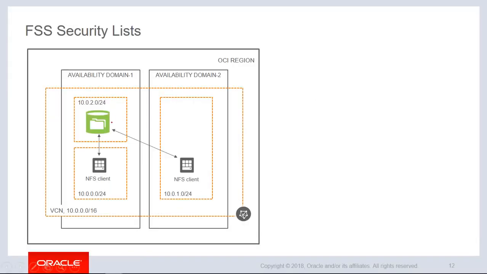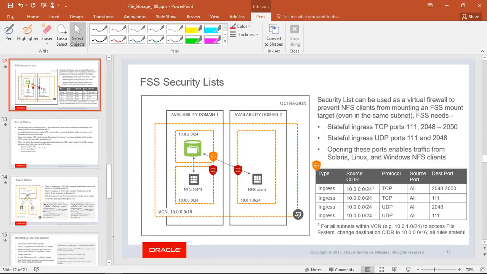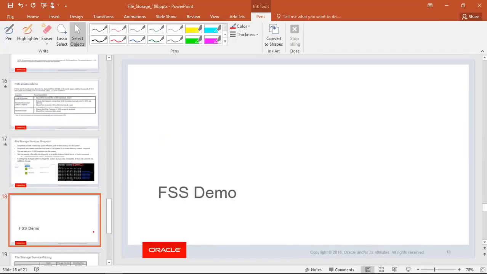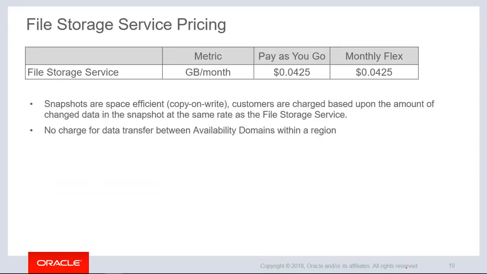We spun up a mount target and a file system here. We created a file system and a mount target. We had two clients, one in AD 1, one running in AD 2, and both were simultaneously able to write to this shared file system. So that's pretty much the demo on FSS. Let me just wrap up this course with the final piece on pricing.